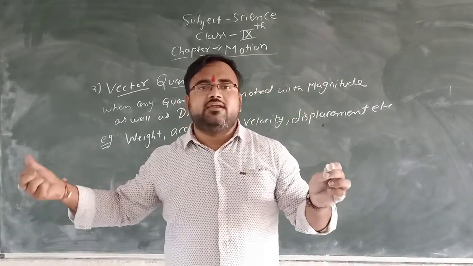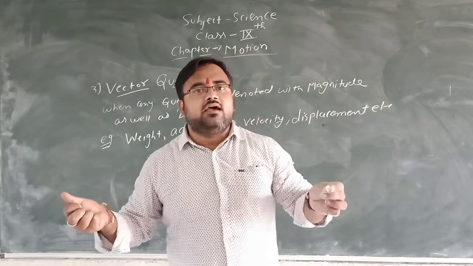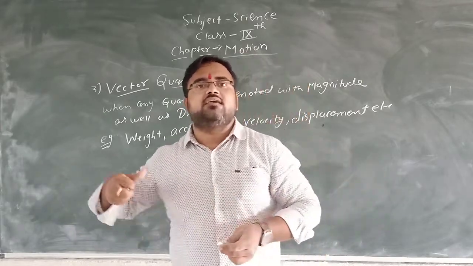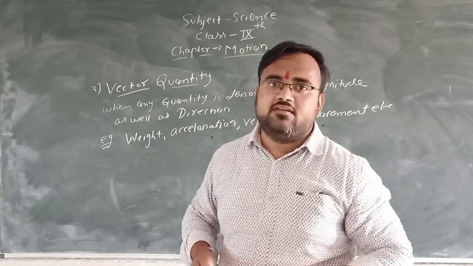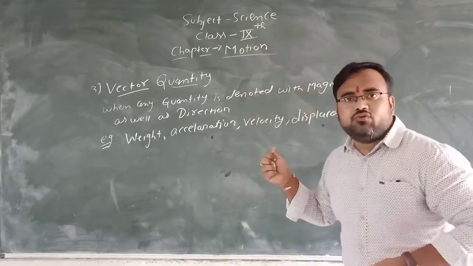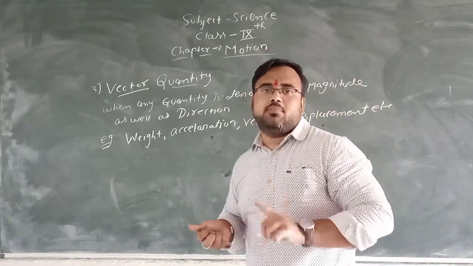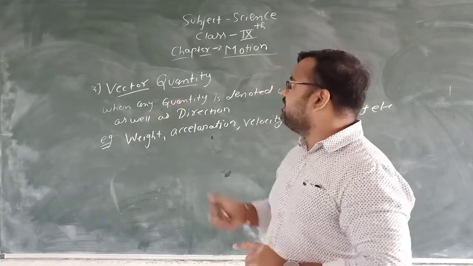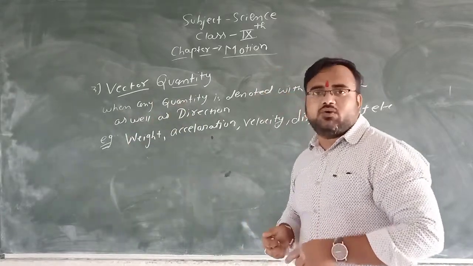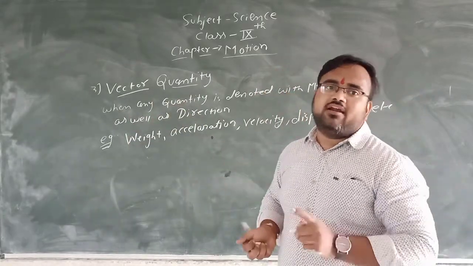Okay, 10 meter. So I'll say 10 meter. In which direction? East. I have to use the direction. In this quantity I have to use the magnitude, that is number, as well as direction. Therefore, these quantities are known as vector quantities.